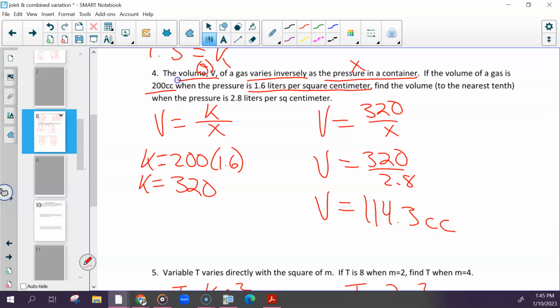I don't know what that stands for. I probably figure that out. You could use the check method, but that would be your final answer. So the combined is just, you might have one that's direct, one that's inverse right after each other. Some that have direct that are square or square root, you just have to pay attention to the wording.